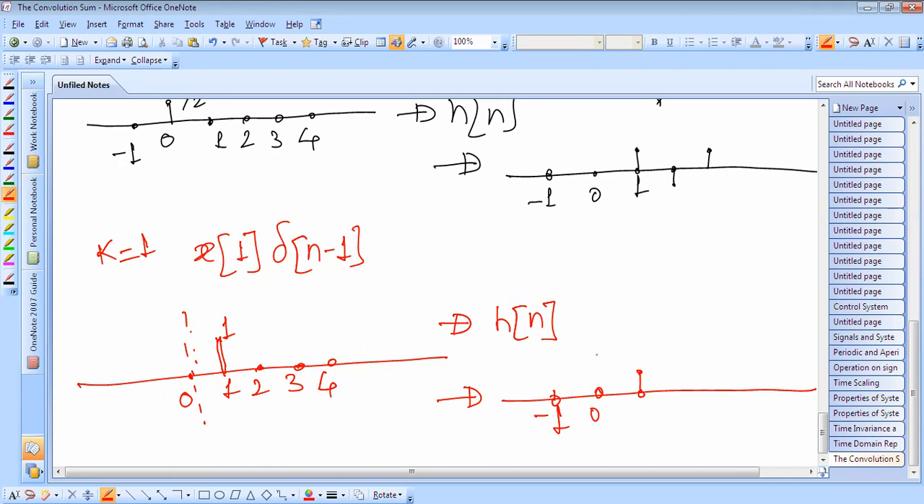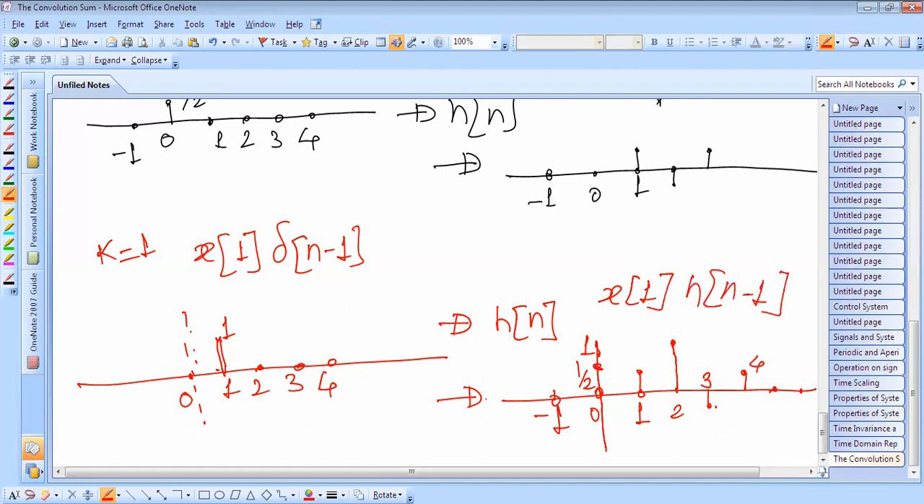This is one value here. So this is half, but for 1 we will get the half, for 2 we will get 1, for 3 we will get -half, and for 4 we will get +half. We have to add these signals. These signals are added with the x of 1 into h of n minus 1.